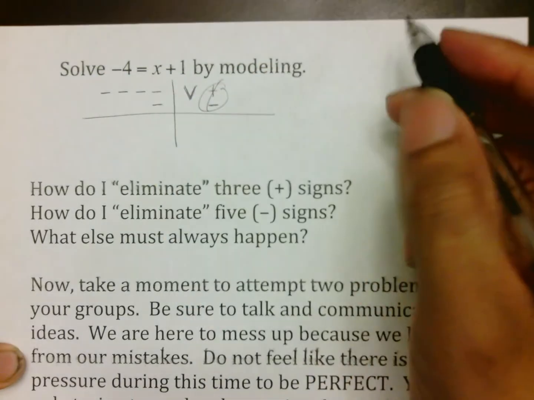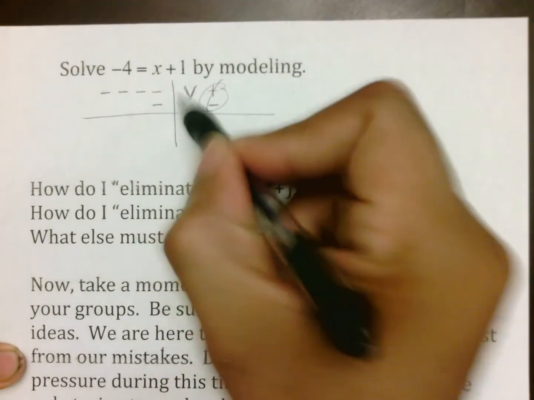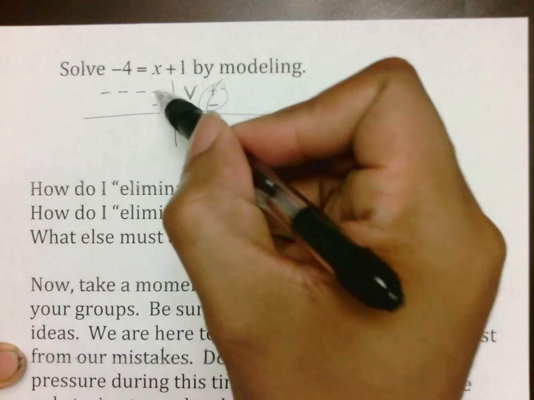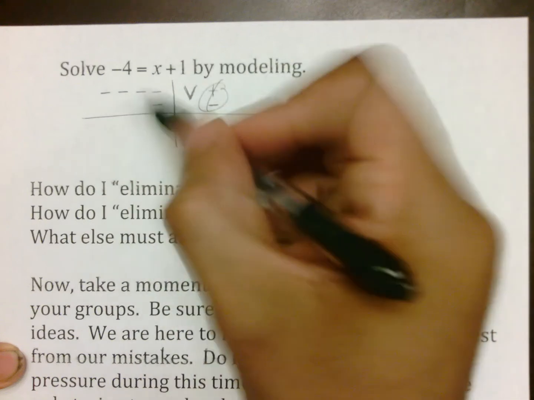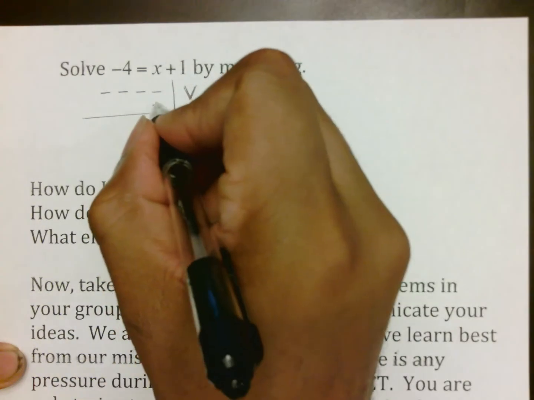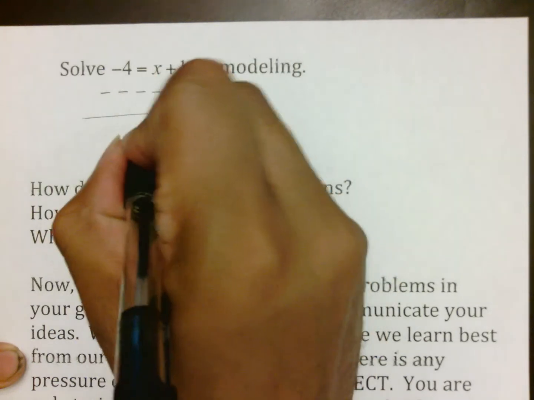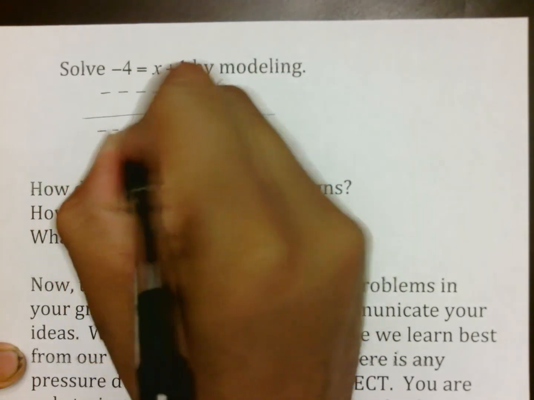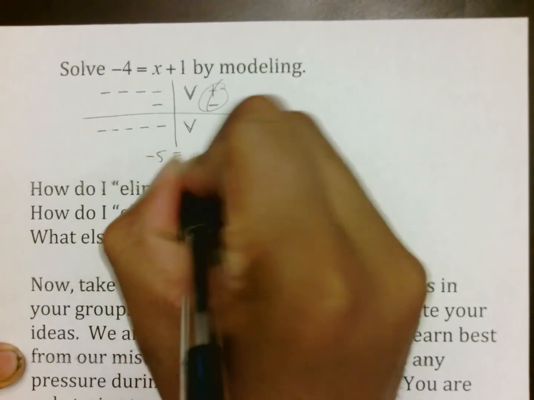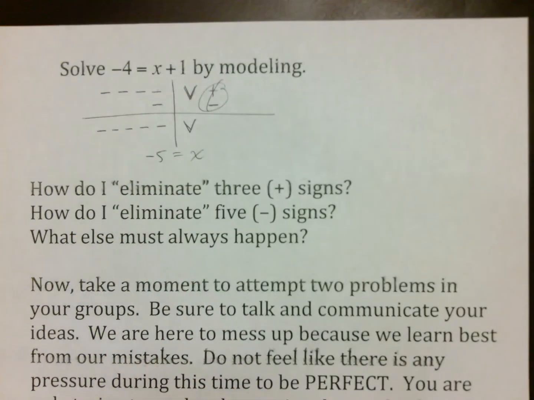That 0 pair cancels out, but notice there are no 0 pairs over here, so we don't cancel. The only reason we would cancel is if there was a plus and minus over here, but there's not. What we have instead is 1, 2, 3, 4, 5 negatives, and the cup coming down over here, which means that negative 5 equals x.